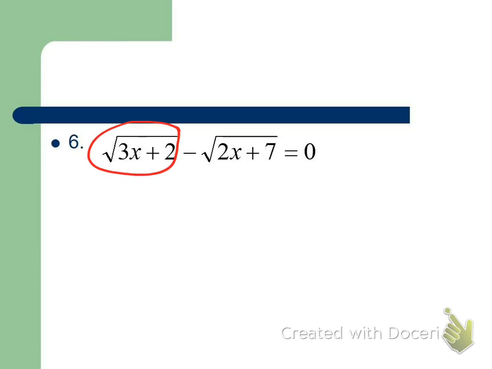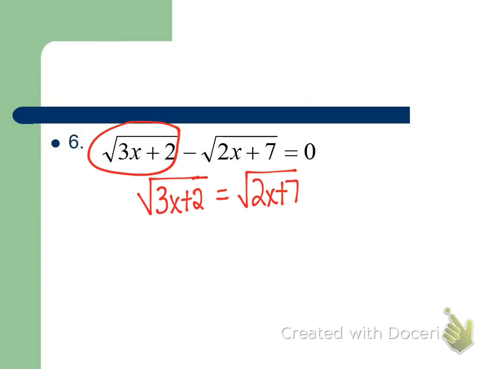What would we have to do? Okay, we need to add the other square root over. So that leaves us with the square root of 3x plus 2 equals the square root of 2x plus 7. We okay with that? All we did was add something to both sides.